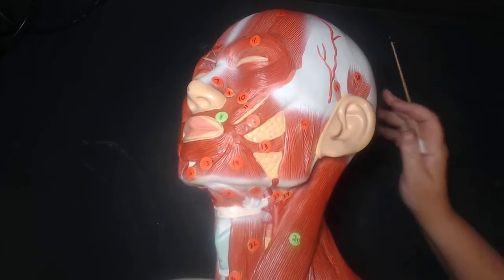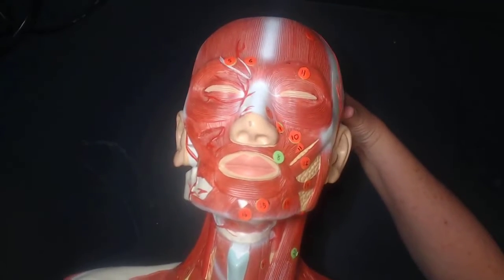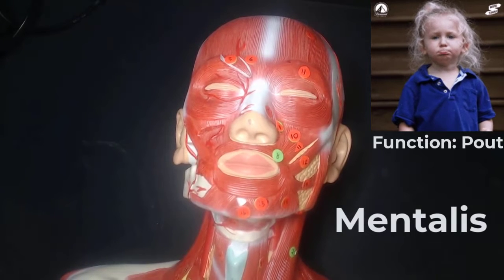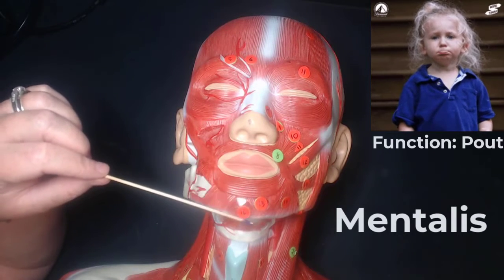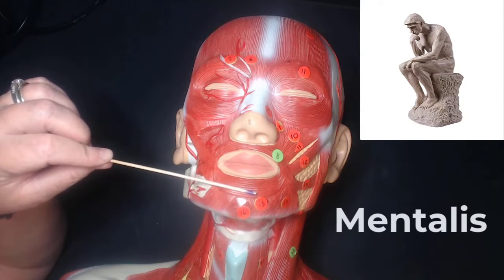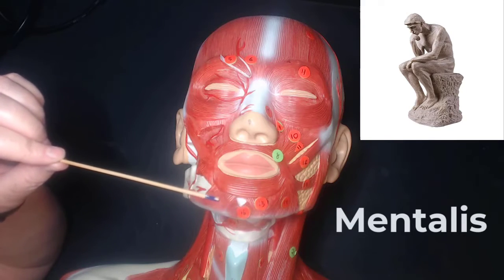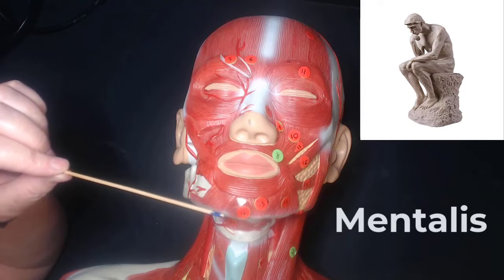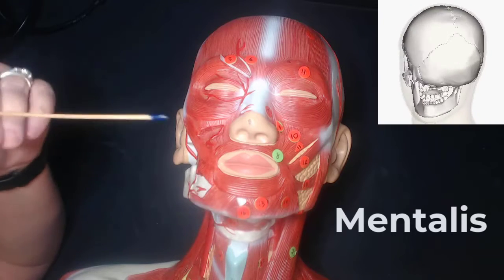Now at this time you might be wanting to pout, so let me show you what you would need to do that. You might be like, I don't need help pouting, but you do need to know the muscle that helps you pout. You might recall that the anatomical region of the chin is called the mental region. I think of the thinking man statue. The thinking man statue has him kind of squatting down, and his fist is at his chin while he's thinking. So the mental region, this is the mentalis muscle.